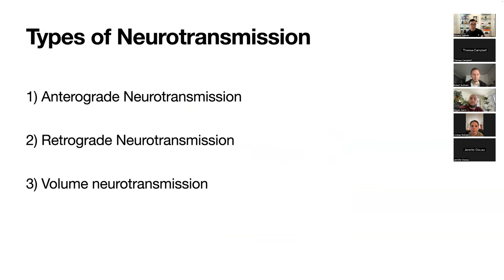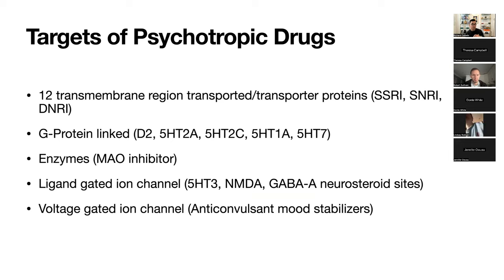Just a quick review again. Remember, anterograde goes from pre to post. That's the majority of the neurotransmission that we talk about in psychiatry. Retrograde is going back, which involves growth factors, nitric oxide, and cannabinoids. Volume neurotransmission, the best example is dopamine in the frontal lobe. We're going to talk a lot about that when we talk about ADHD and why a lot of ADHD meds help: when you stop NET, it actually increases dopamine in the frontal lobe. We'll go into detail about that when we talk about ADHD.